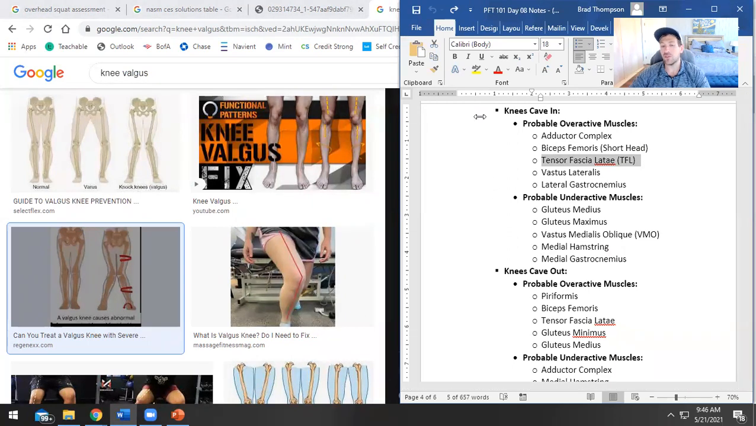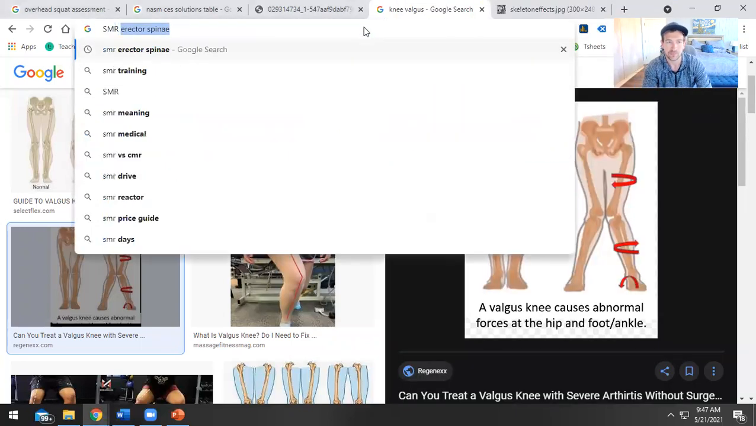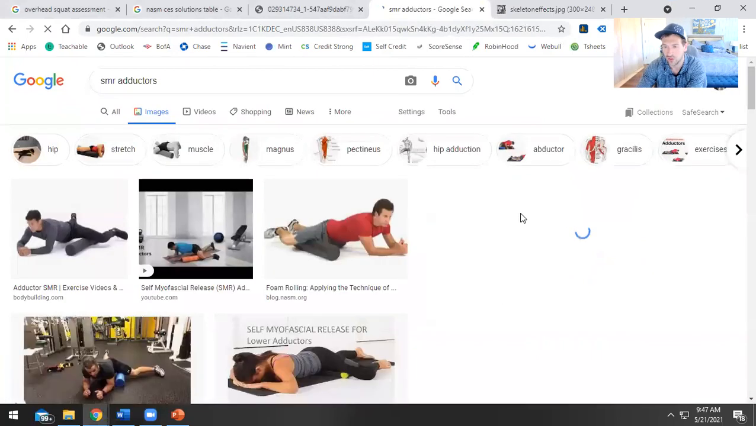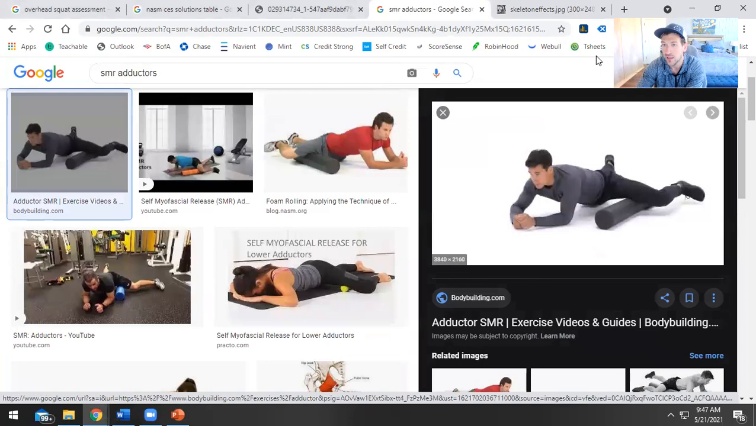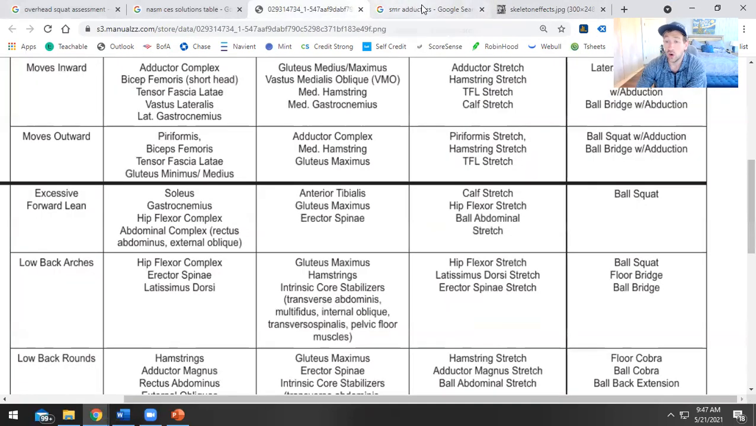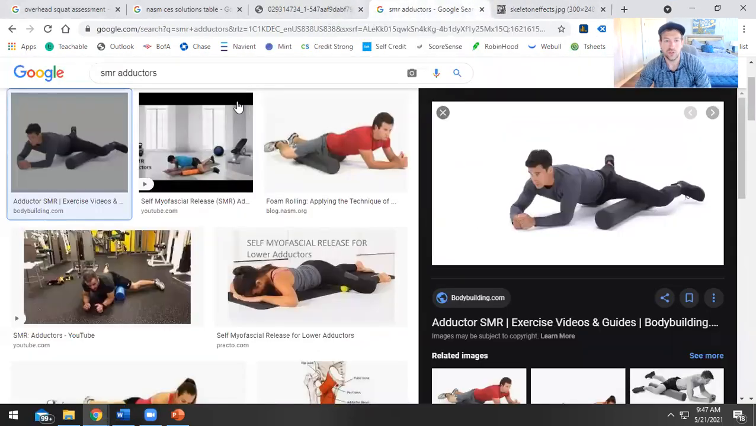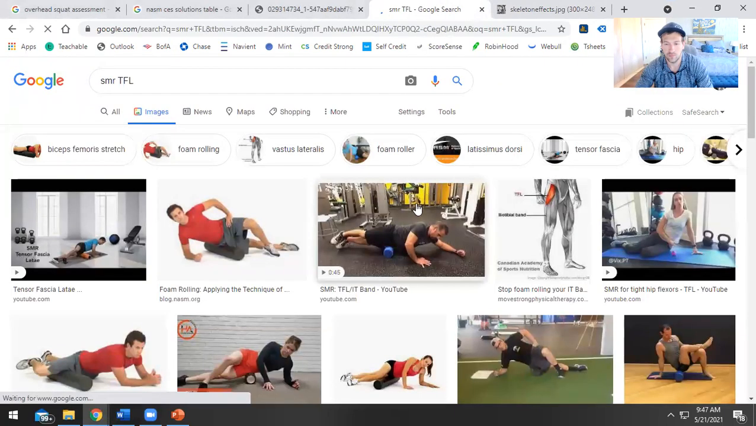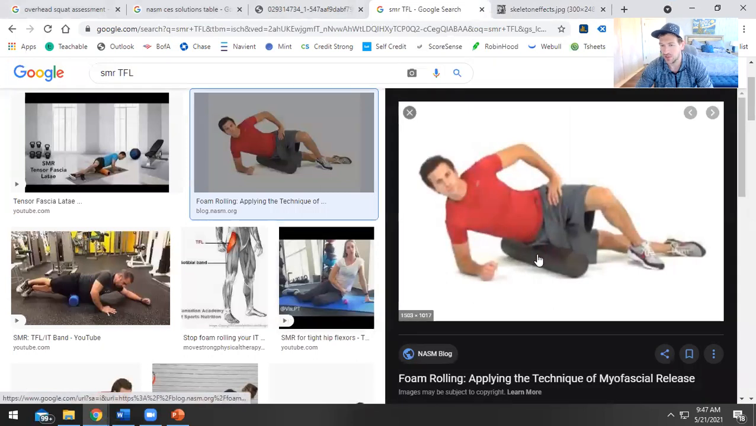So how do we fix those muscles? We're going to inhibit them through foam rolling techniques, right? We're going to foam roll those muscles. If it's your adductor complex, you're basically going to get on that foam roller sideways, kind of like we saw in the video, right? Or if it's the TFL, we'll do this version. So you'll basically get right onto the hip, just like that.